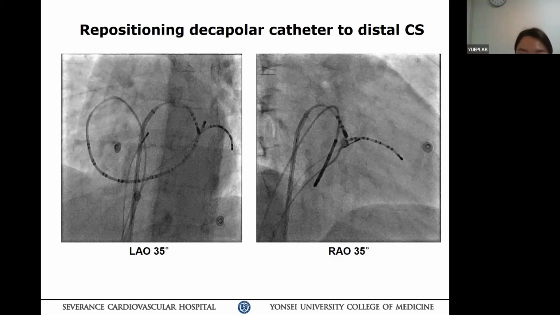Yeah, I see this patient had two tachycardias, and at first, during ventricular pacing, did you perform differential pacing to confirm that this is a true eccentric retrograde activation, that is a true accessory pathway, or a pseudo eccentric VA conduction?